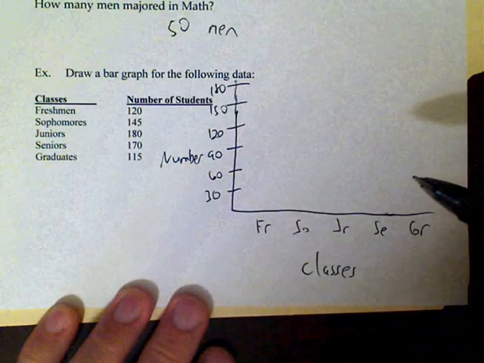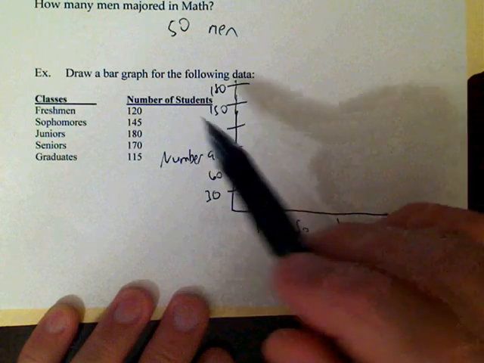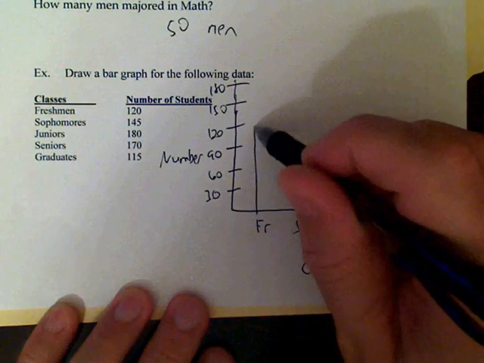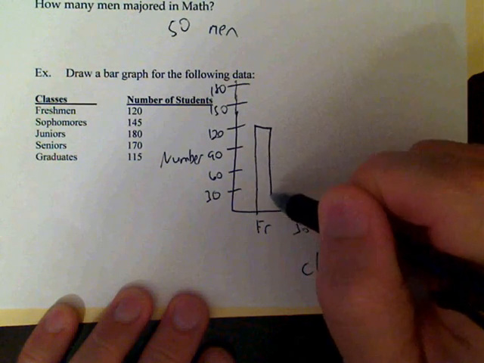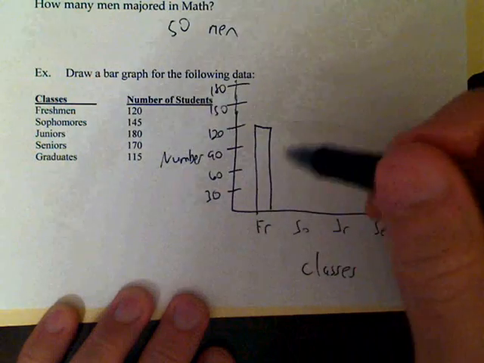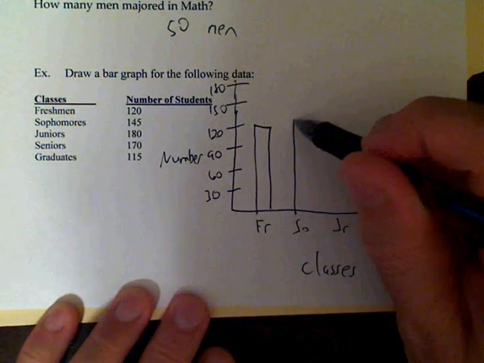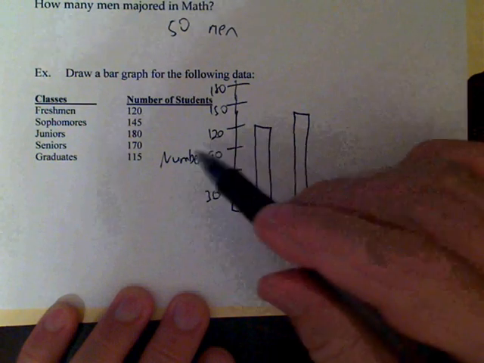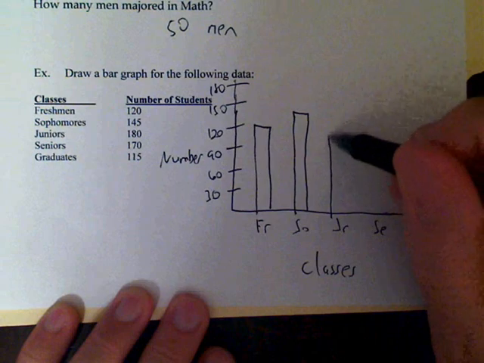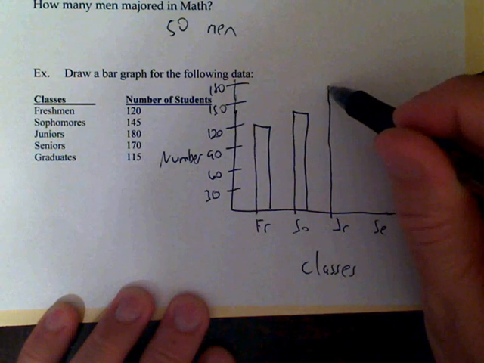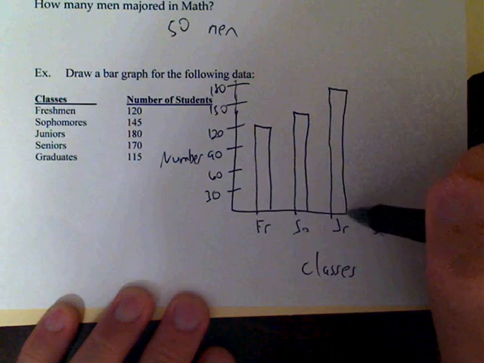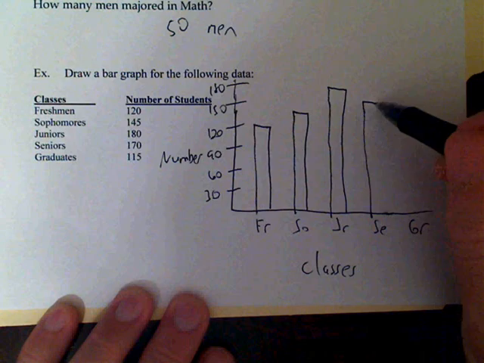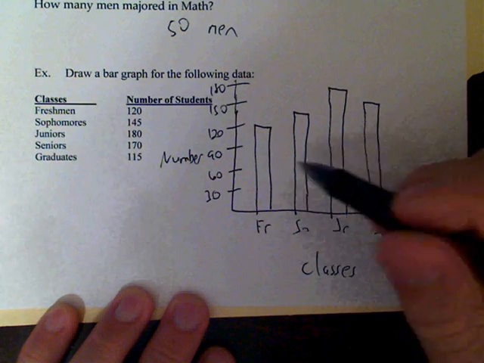And now what we're going to do now is draw bars. Freshman, 120. So I'm going to approximate it to be about right there. Sophomores, 145. Looks like it's somewhere around there, potentially. Juniors, 180. So about there. Seniors 170. About there. And graduates 115.